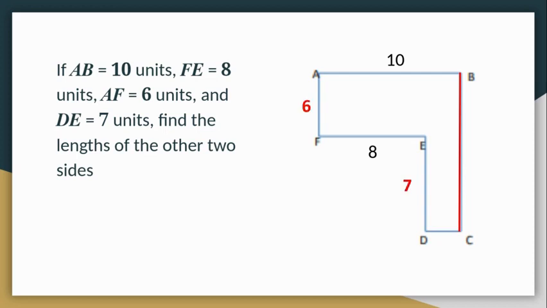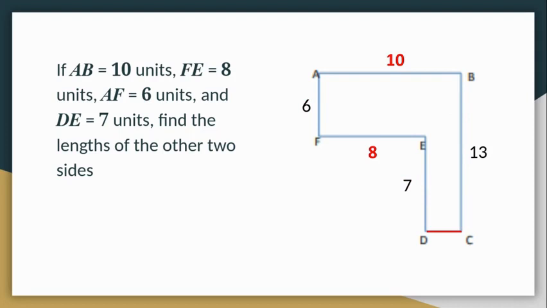In order to determine the side length, we need to pay attention to the side lengths on the opposite side of the figure. We can see how the lengths of side AF and side ED add up to equal the length of side BC. This means that we can find the length of side BC by adding 6 plus 7 for a side length of 13.